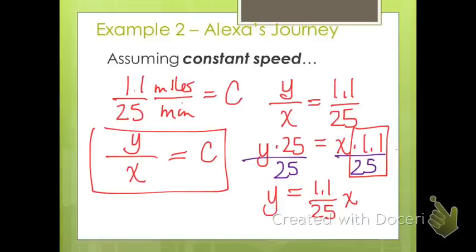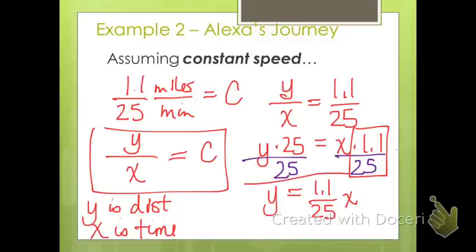And y is distance and x is time. Distance traveled and time used. So this would be a general equation that could be used for any amount of time to find the distance that it would take for any amount of time to go on that journey. Okay.